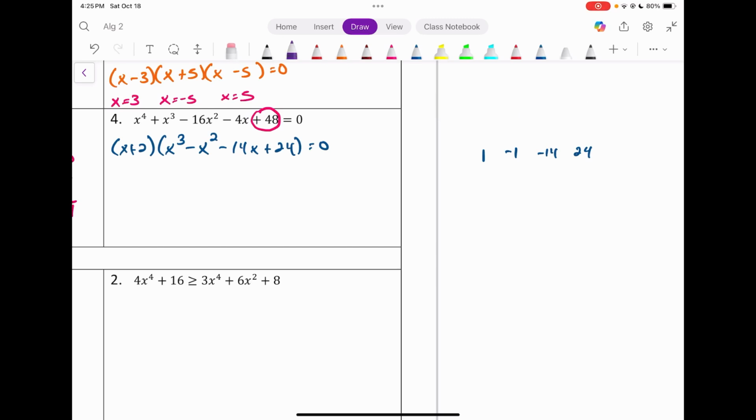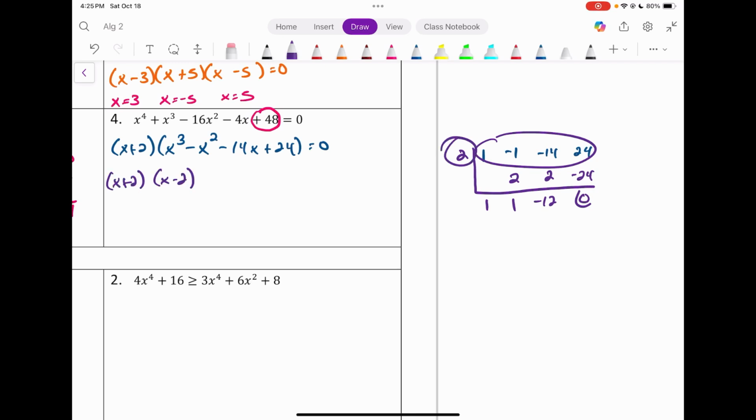So again, now I'm trying to break this down. I'm going to try a +2, 1, 2, 1, 2, -12, and -24. And I found another one right off the bat. So I broke this into, just bring your x plus 2 down, x minus 2, which is what I divided by, and x squared plus x minus 12.